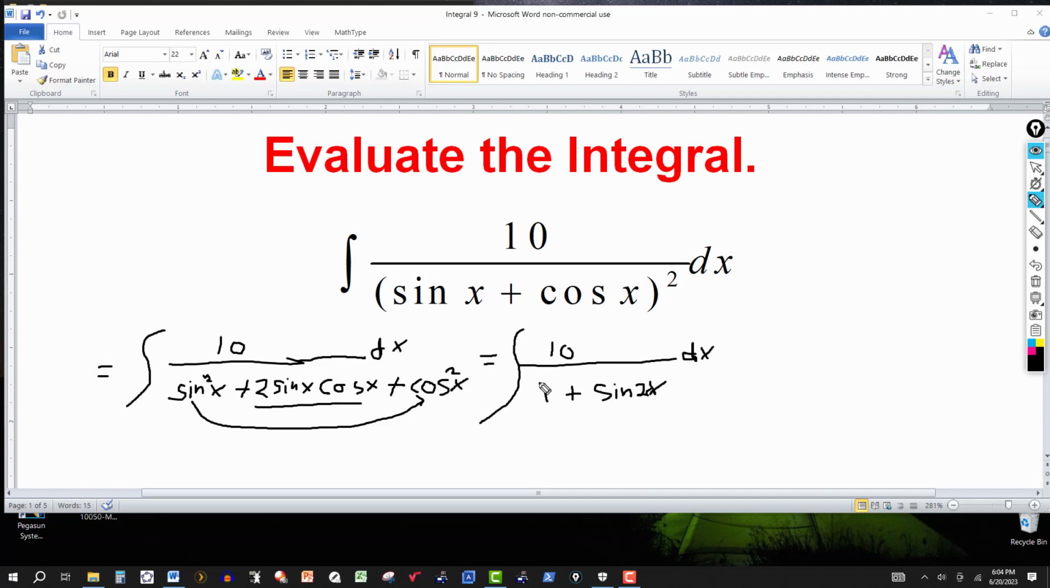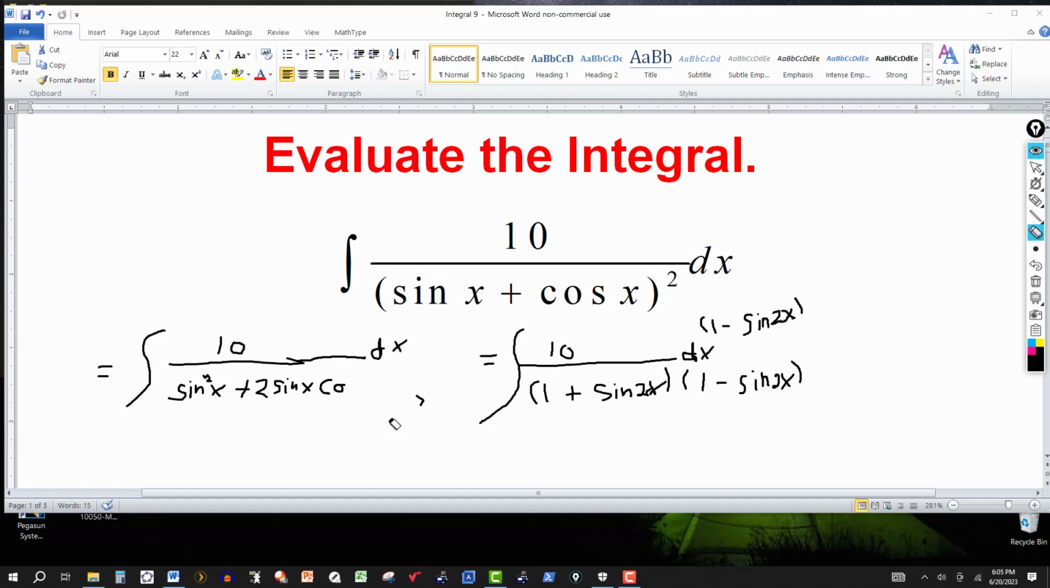Now I'm going to multiply by the conjugate here, looking ahead. Multiply by the conjugate of 1 plus sine 2x. And that's legal as long as I do the same thing to the numerator. So this would be 1 minus sine 2x. Let me move this over to this side. So this is equal over here then.